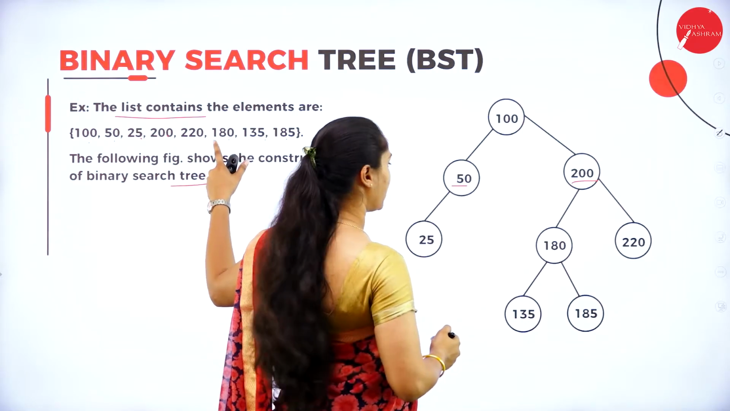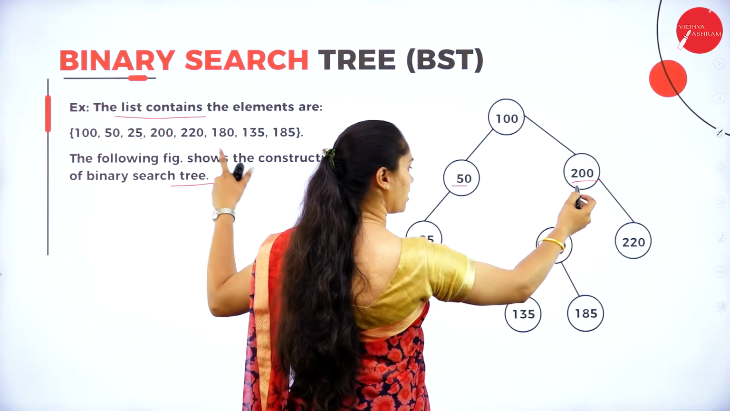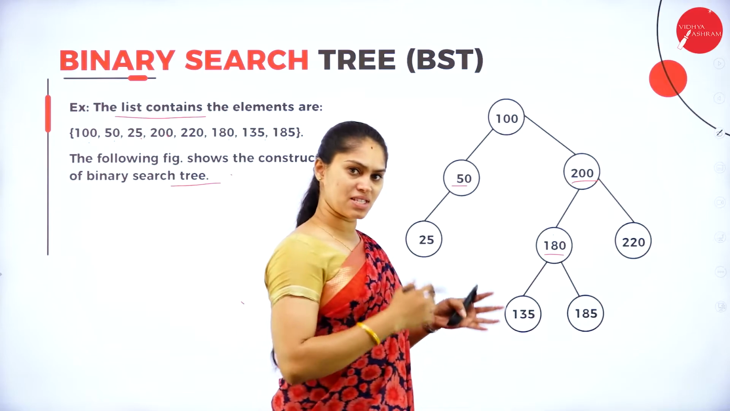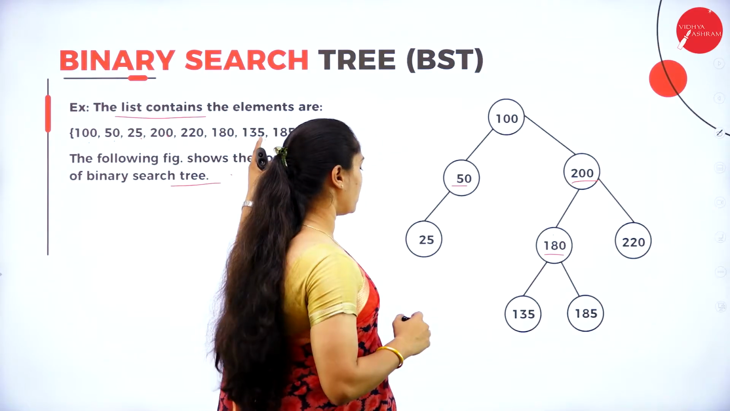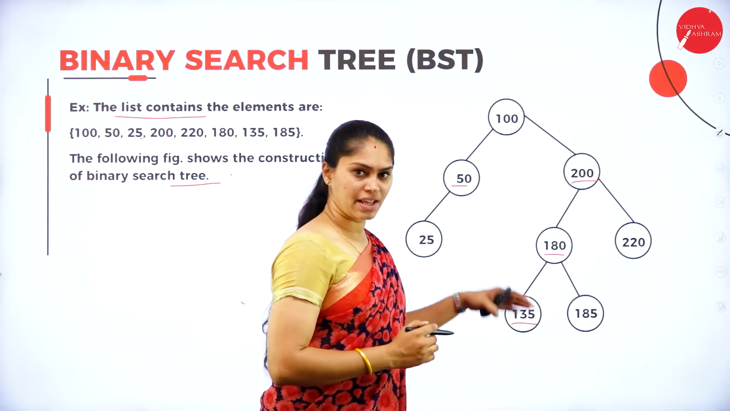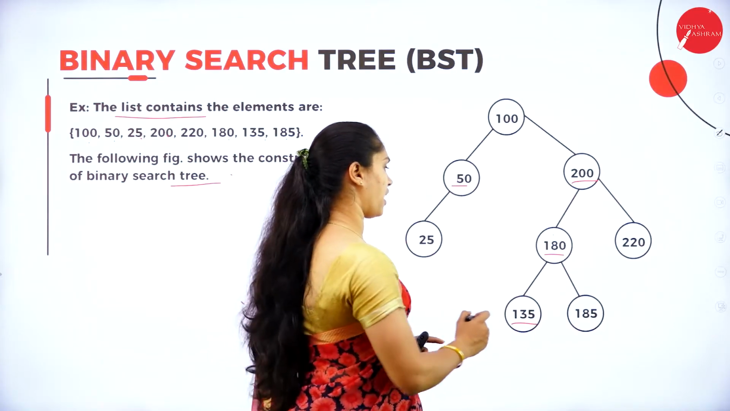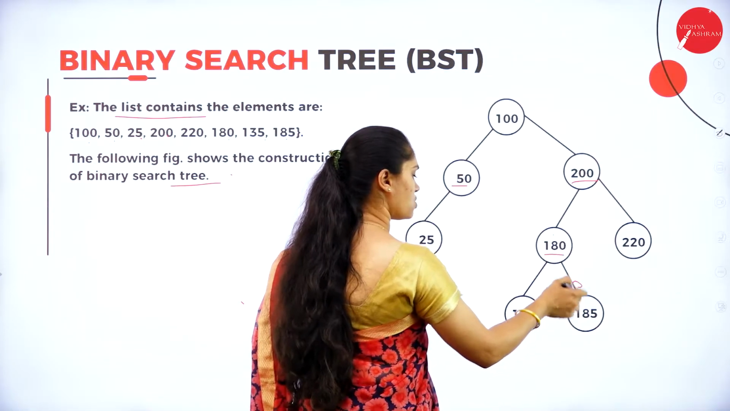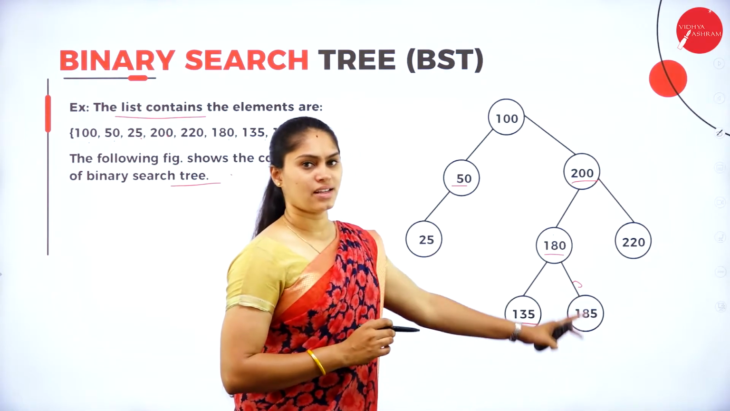Next we have 180. 180 is lesser than 200, so it needs to come to the left subtree. Next we have 135. 135 is lesser than 180, so it comes to the left subtree. Next we have 185. 185 is greater than this 180, so it will come to the right subtree.